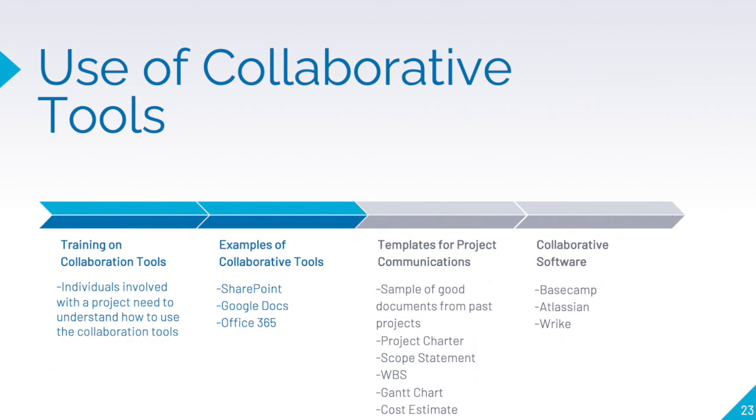The use of collaboration tools is important to any project. The first thing to ensure is that the individuals that are involved with the project understand how to use the collaboration tools that will be used for that project. Some examples of collaboration tools are SharePoint, Google Docs, and Office 365. Another good thing for project communications is to share templates. Some examples of templates are project charter, scope statement, WBS, Gantt chart, and cost estimate. Some different types of collaboration software are Basecamp and Wrike.